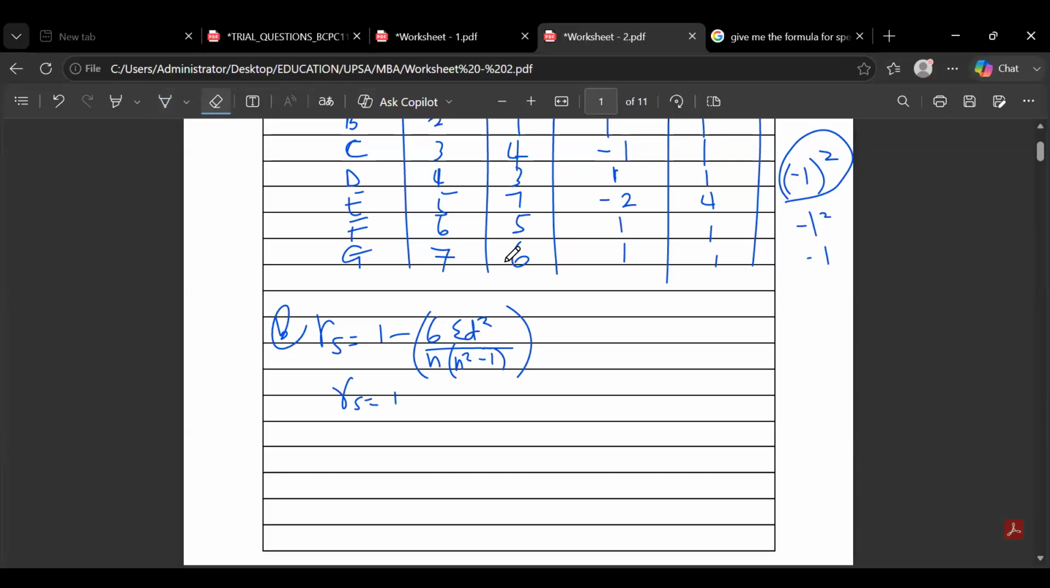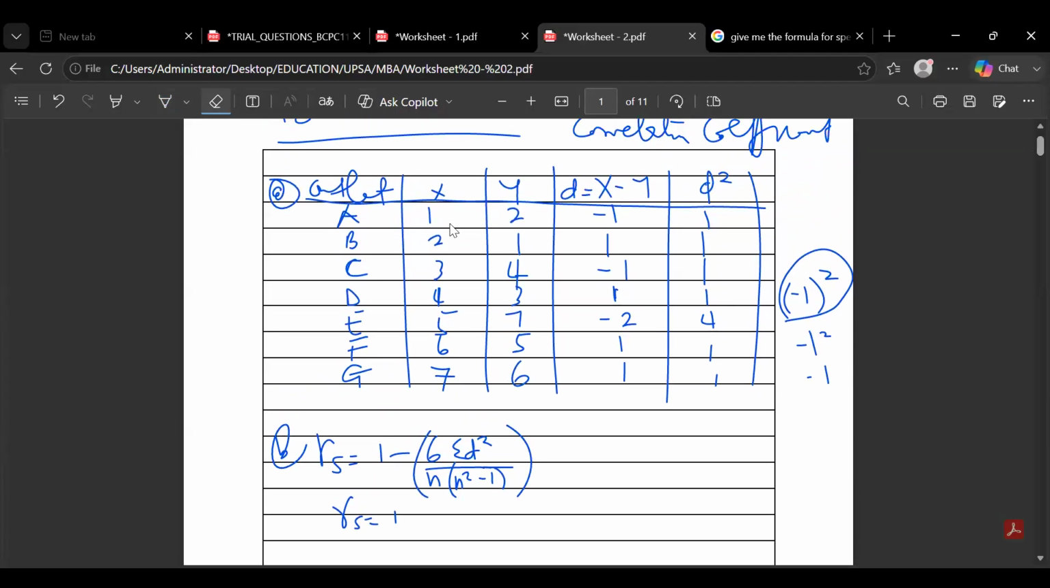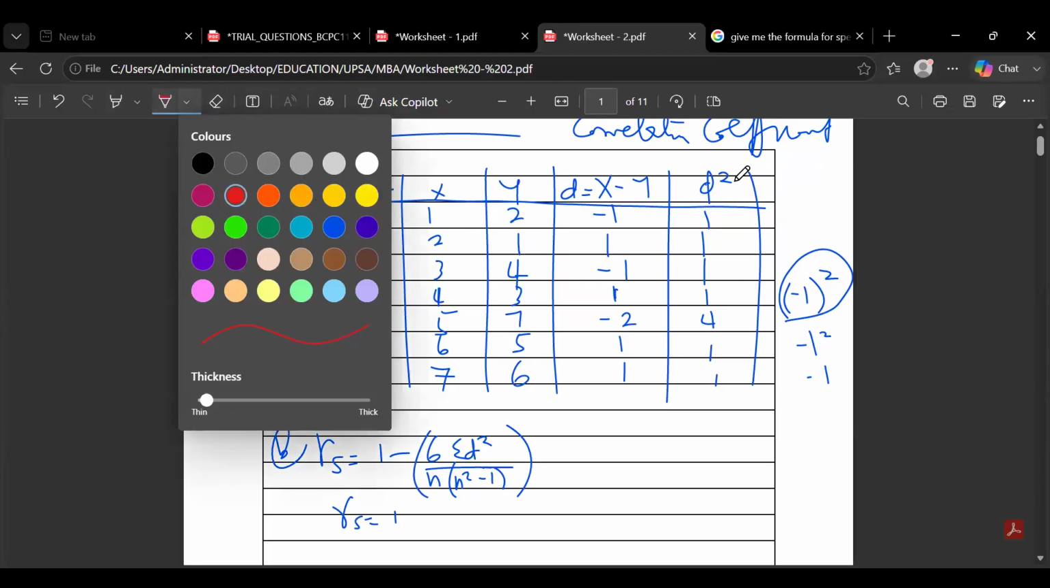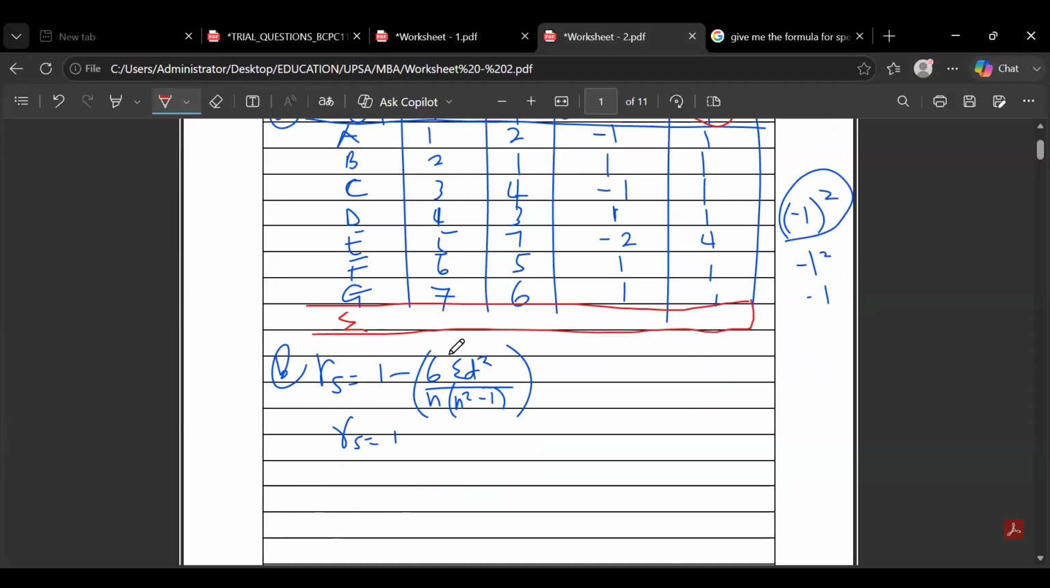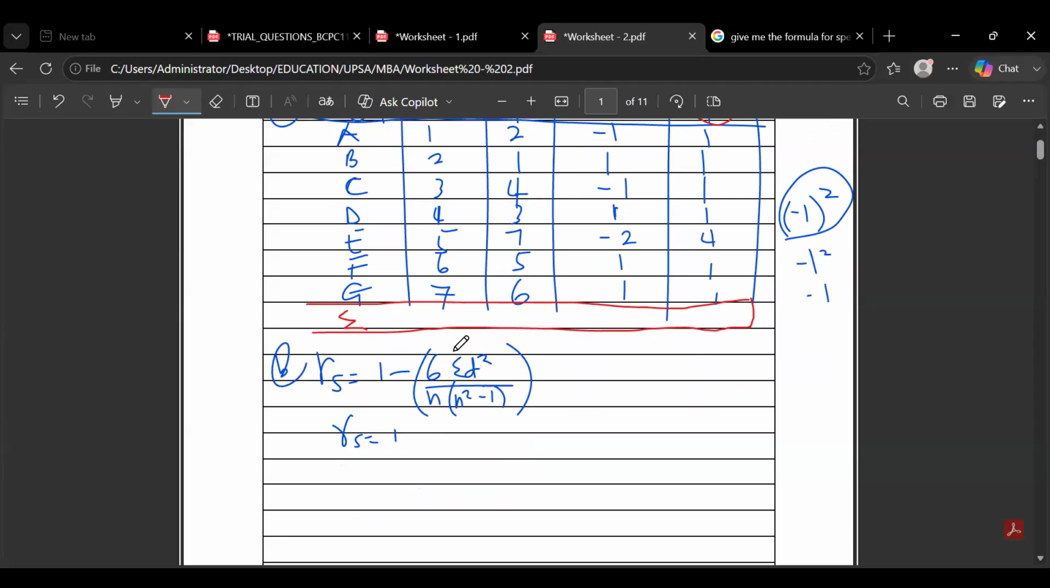If they said sigma D squared, it means that this D squared we see here, we must add the total to it. So let's bring sigma here. Then we'll add all the D squared values and write the total, so that when we are solving it, we can replace sigma D squared with the value here.